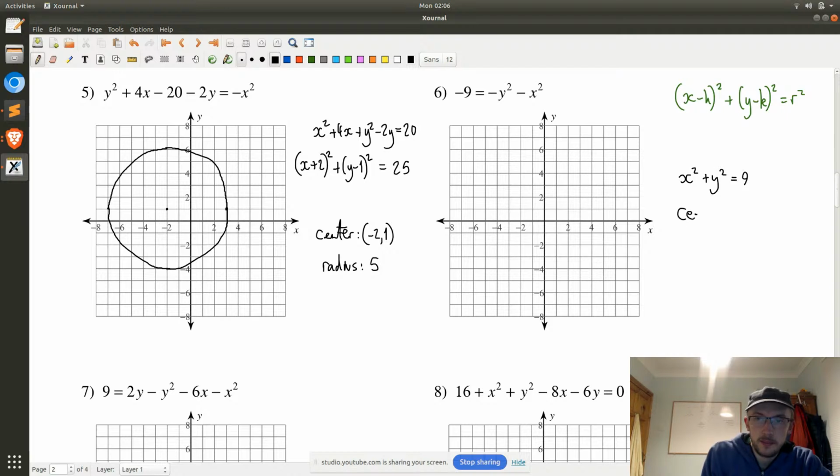Okay, for this one here, multiply everything by -1, and thus the center is the origin. The radius is the square root of 9, which is 3. So there, there, there, and there. Circle round. A little bit better than that. Something like that.